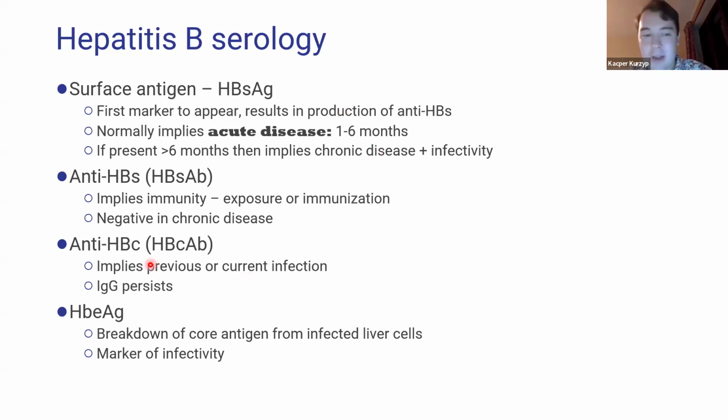But yeah, if there is the core antibody, somebody had the virus in the past, and the IgG will persist long term. HBe antigen, you may be asked about it, but less likely. Essentially, if somebody is infected and they have the E antigen as well, this means that they are currently infectious and their viral load is likely high.